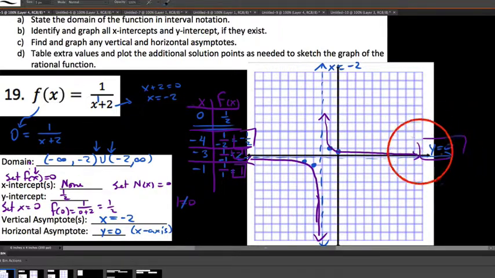But you have to label your asymptotes. As long as you do this for me here, and as long as you draw something like this, I'm cool with it, okay?